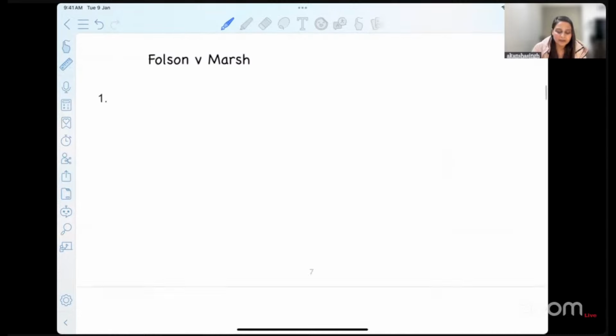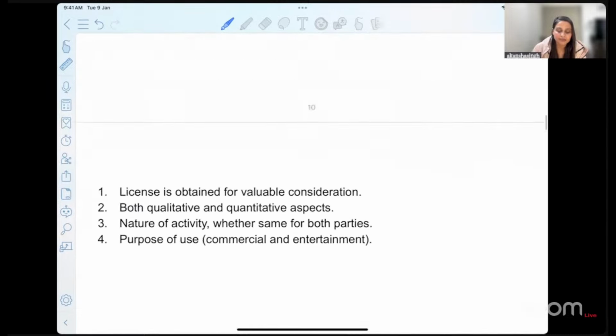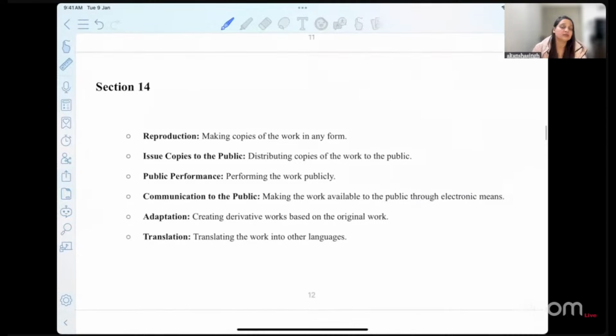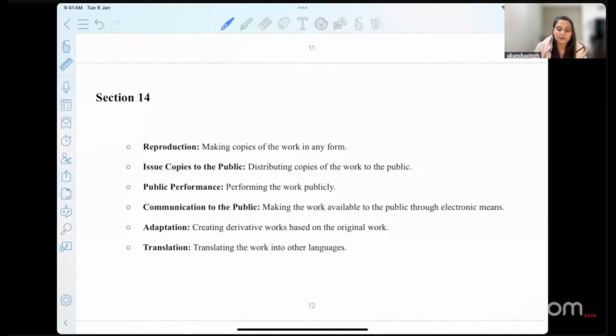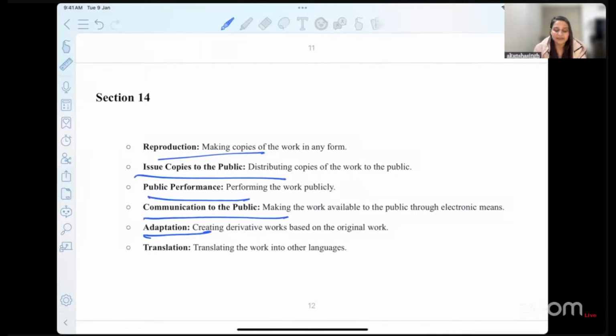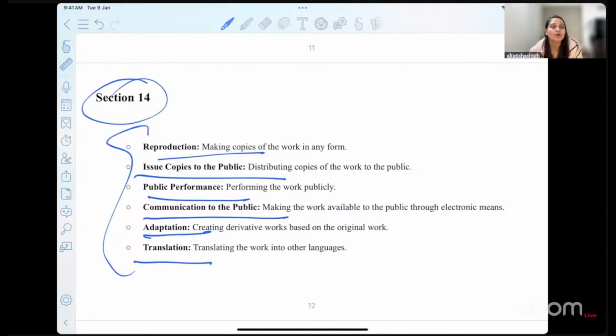So I've prepared a summary of section 14 here that I've written. These are different set of rights. Okay. Reproduction right, issue copy to the public, performance, communication, adaptation, and translation. These are certain set of rights that are given under section 14 to the owner.